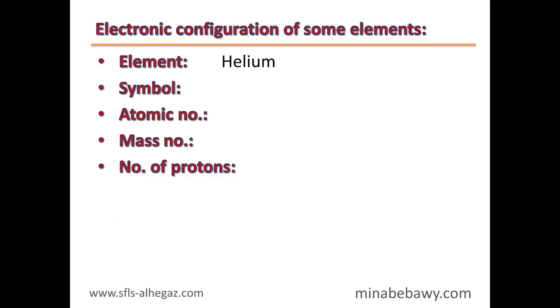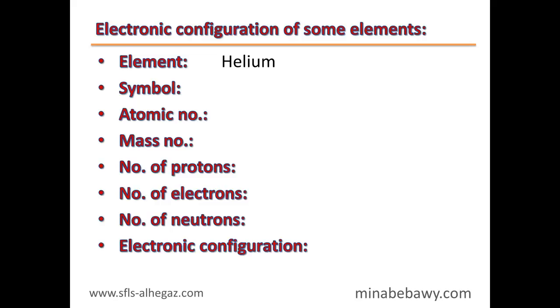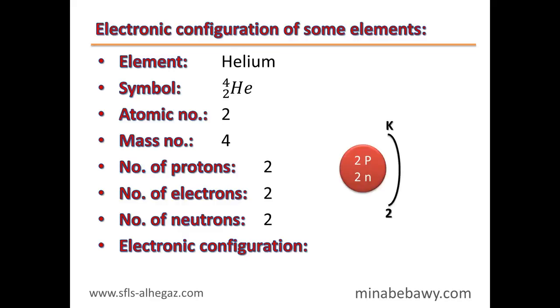The second element is helium. Its symbol is He. Its atomic number is 2. Mass number 4. Number of protons equals atomic number equals 2. Number of electrons is equal to number of protons, equal to atomic number, equal 2. Number of neutrons equals mass number minus atomic number, equal 2. Electronic configuration: the nucleus of helium contains 2 protons and 2 neutrons, and the first energy level K contains 2 electrons.